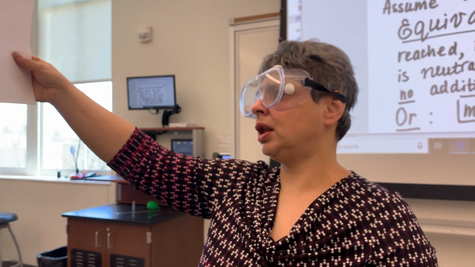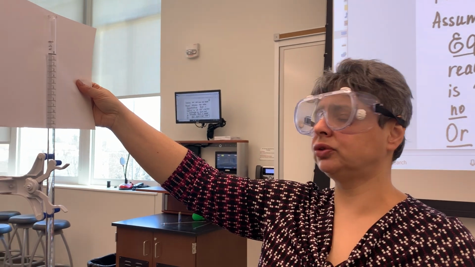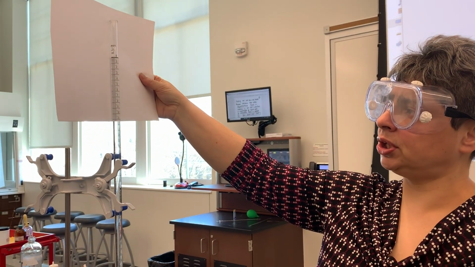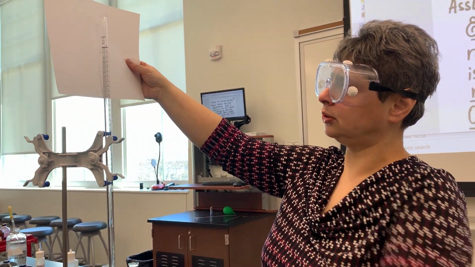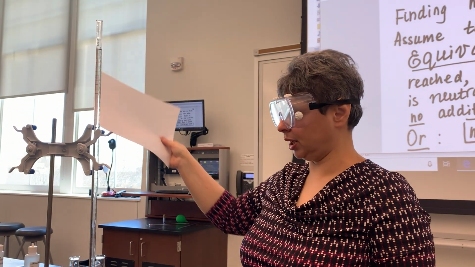Any volume in this experiment that is read from the burette has to have 2 digits after the decimal, the second digit being either 0 if the meniscus happens to be right on the line, or 5 if the meniscus happens to be in between 2 lines.